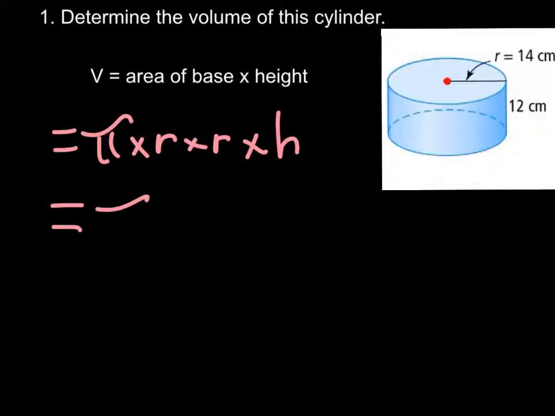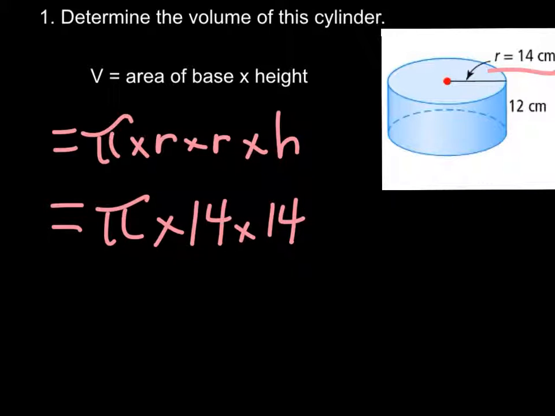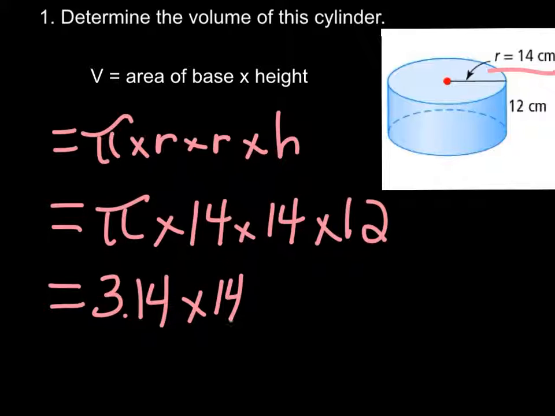Alright, so what is r? Yeah, r is over here. R is 14, so it's going to be 14 times 14. And what is our height? Yeah, 12 centimeters. So we're going to times that by 12. Okay, pi is just a number, right? And it's 3.14 and then a bunch of other digits, but usually we just use 3.14 times 14 times 14 times 12. So let's put that in our calculator to find the answer.